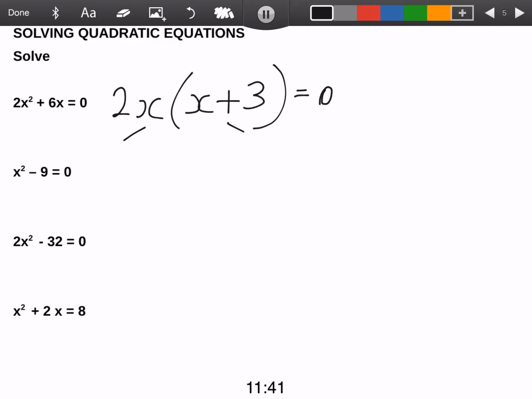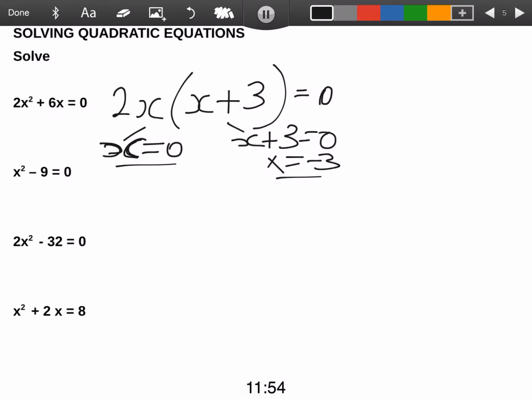Set your factors equal to 0. So x would equal 0. Remember, you can write 2x equals 0, but that just really means x is 0. And in your other factor, well, if x plus 3 is 0, x equals negative 3. Okay? 0, negative 3. 2 factors, 2 solutions. 2 solutions to your quadratics.